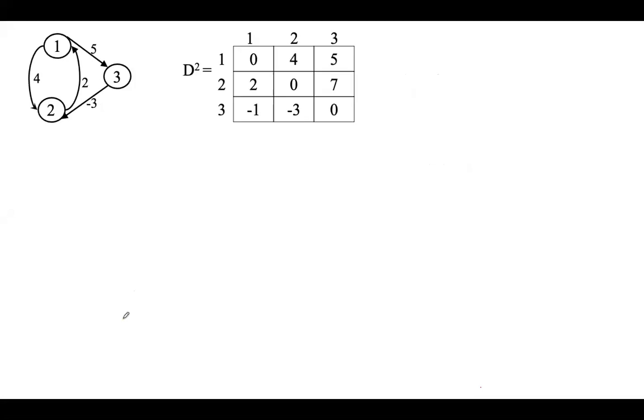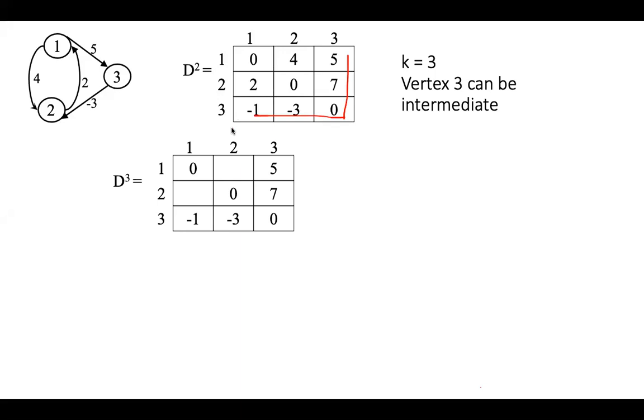Next, 3 as intermediate vertex. Graph is same, D2 is input. Now row 3 will not change, row 3, column 3. Only these two values. 3 is intermediate vertex. Now we need to find out 1 to 2 and 2 to 1.